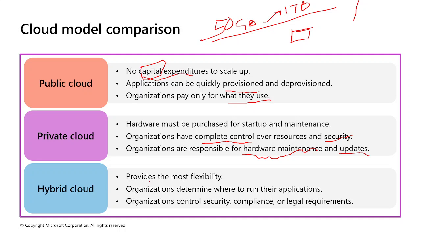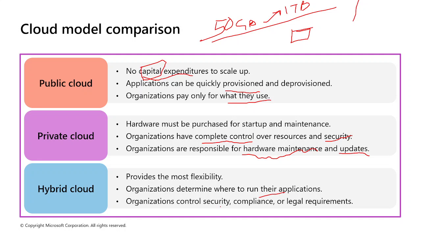So the hybrid cloud actually provides the most flexibility that you can think of, because first of all you decide what to put in the cloud, which is the public cloud, and you determine what is going to be put on premises or in your own data center, and then you know exactly how to manipulate those things. So it is the most flexible of those. Then organizations determine where to run their application. This was what I just mentioned, right?